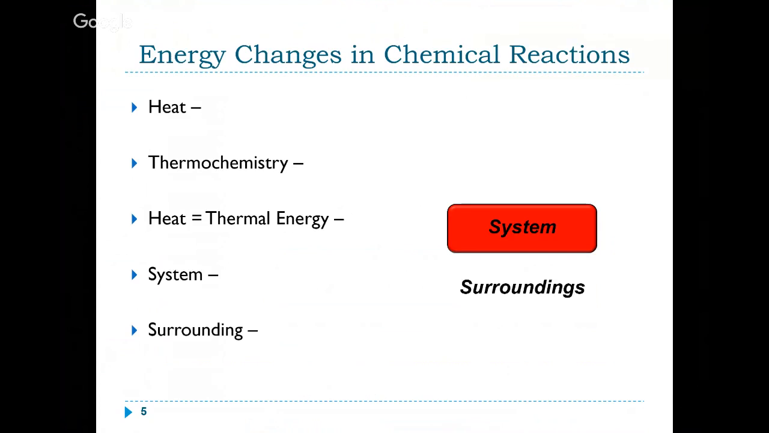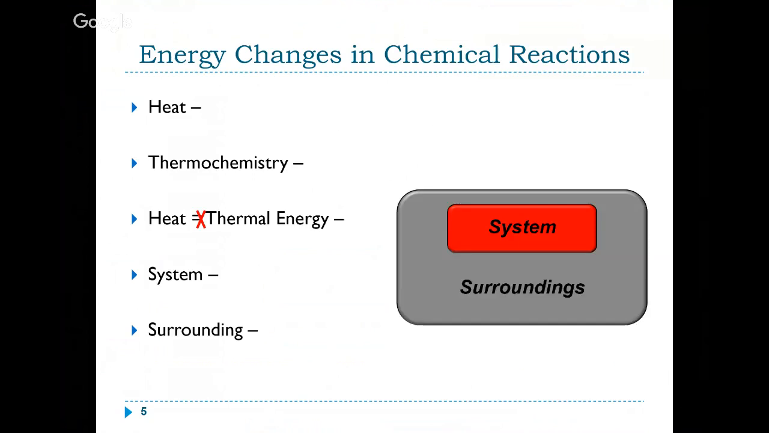All right, heat versus thermal energy and energy changes in chemical reactions. So heat is energy that is transferred. Heat always flows from a hot object to a cold object. It always goes that way. That is the spontaneous transfer of energy.